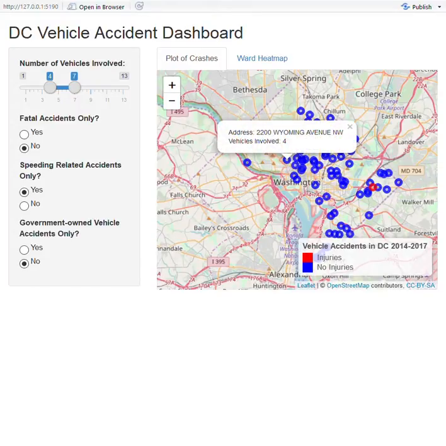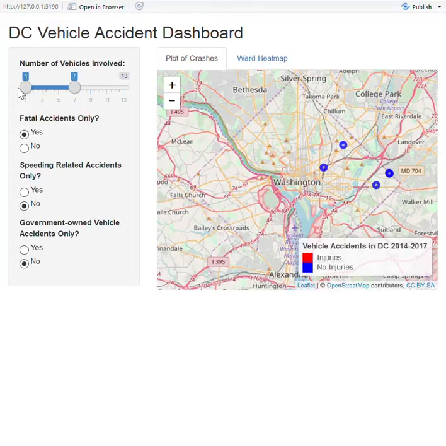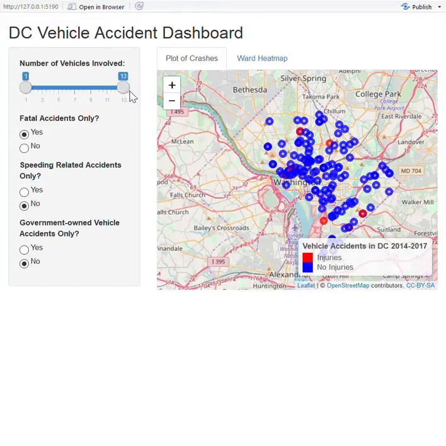Getting into what questions we might be able to answer with this, one thing I'm really interested in is where fatal accidents are occurring. So I'm not interested necessarily in speeding related, I'm not interested in government owned, I am interested in fatal, and for now I won't be interested in the number of vehicles involved.